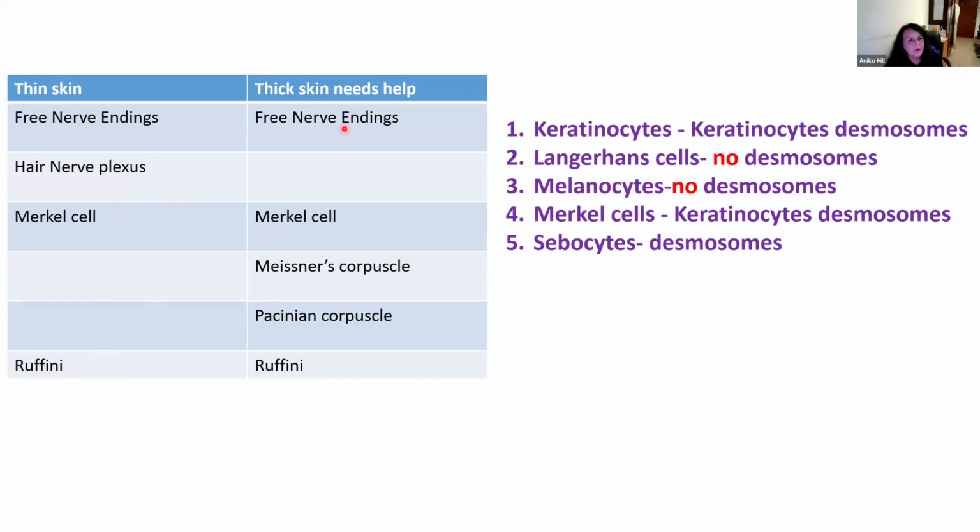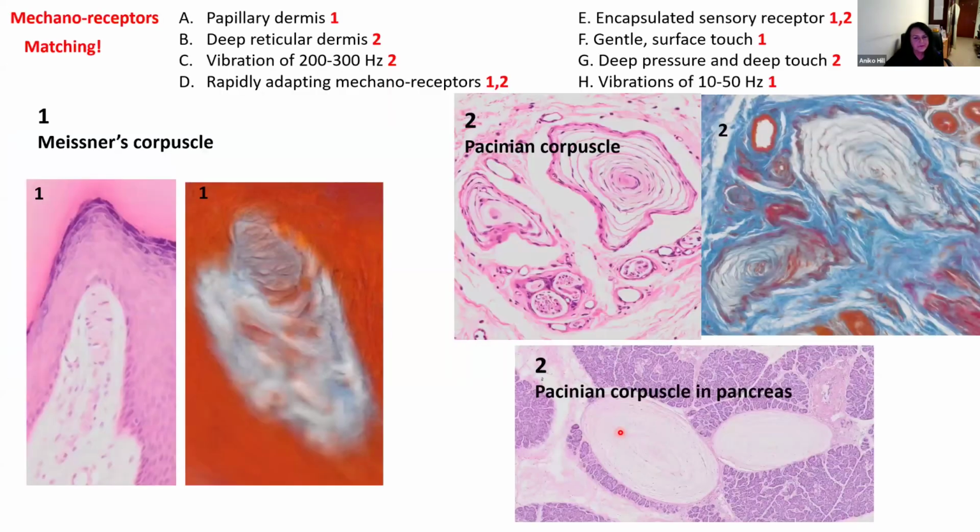And I put it here for you as a reminder, the thick skin needs help. It's too thick, so we need to make sure that it is sensing the stimuli from the outside world. So we're going to add on top of the free nerve endings and the Merkel cells and the Ruffini, the Meissner corpuscle and the Pacinian corpuscle as the extra help in our thick skin. And you remember thick skin has no hair, so that's why the hair nerve plexus is not located here.